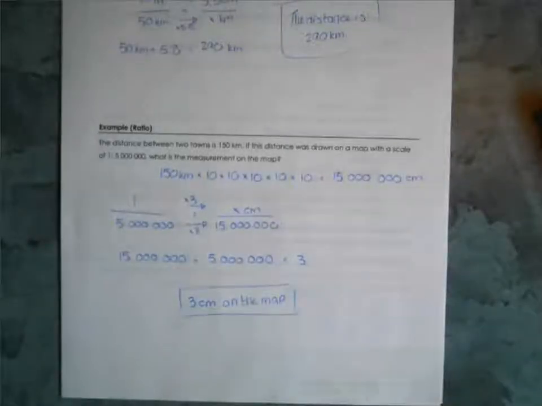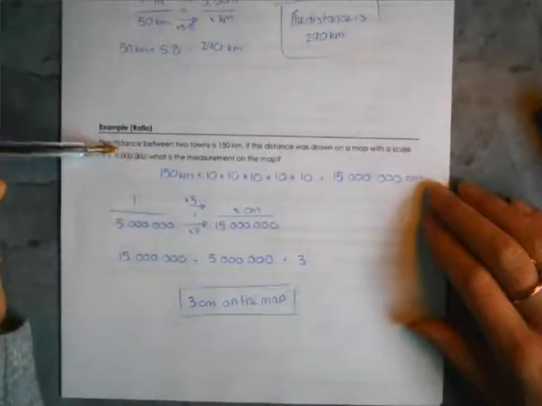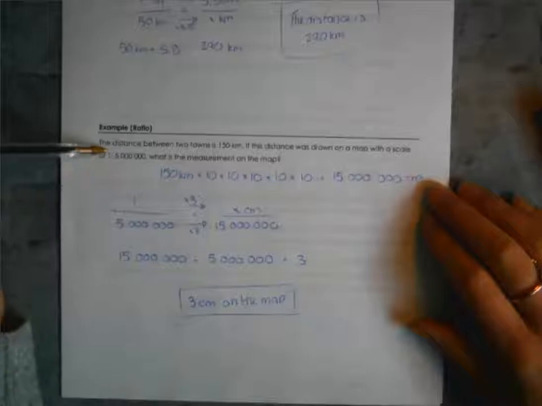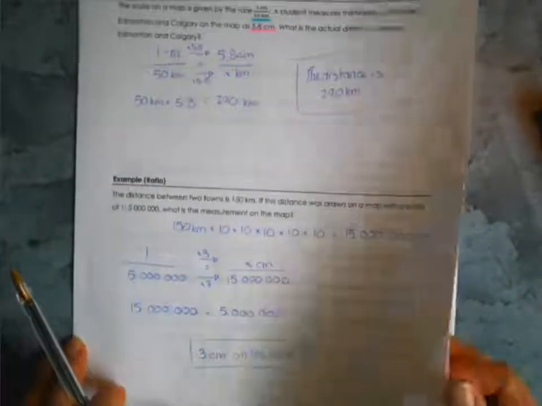Okay, and that makes sense, right? Because if 50 kilometers is represented here, and that's 1 centimeter, 50 times 3 will give us 150. So the answer makes sense.